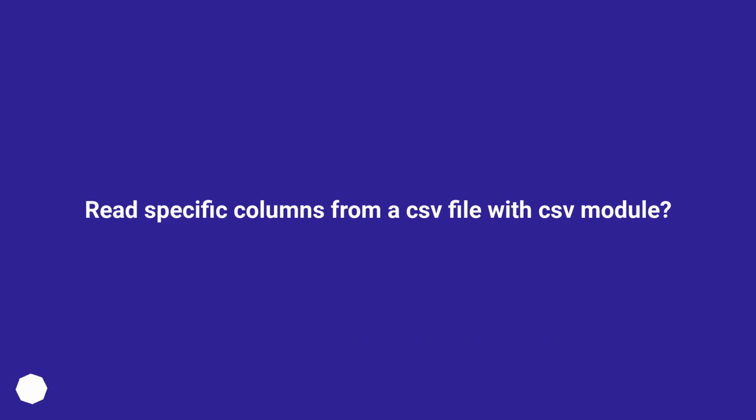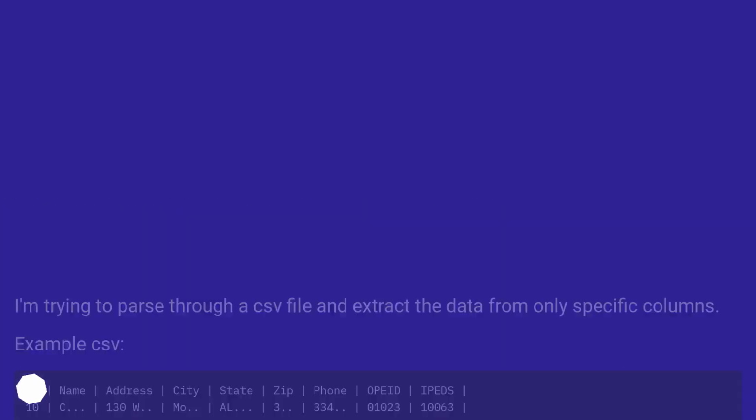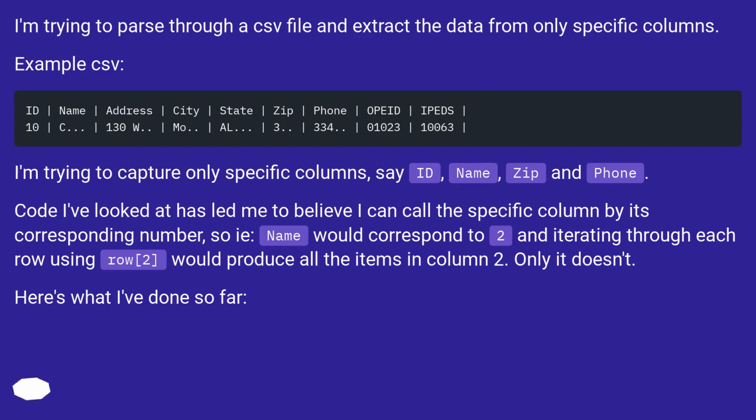Read specific columns from a CSV file with the CSV module. I'm trying to parse through a CSV file and extract the data from only specific columns. Example CSV. I'm trying to capture only specific columns, say id, name, zip and phone.